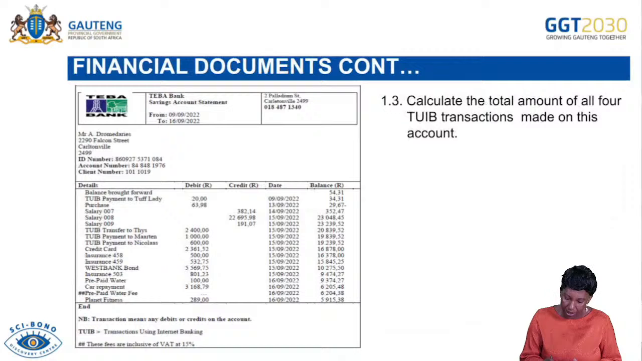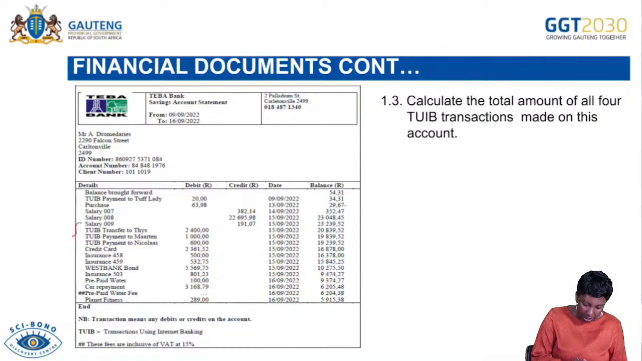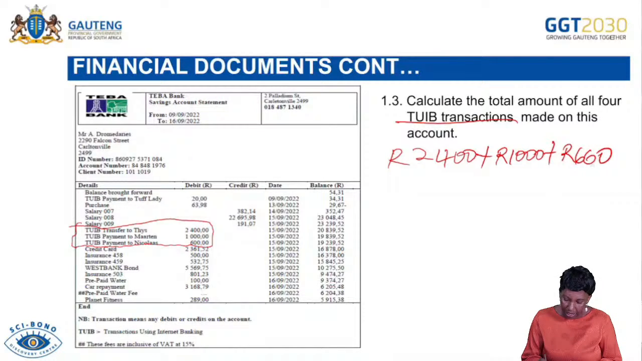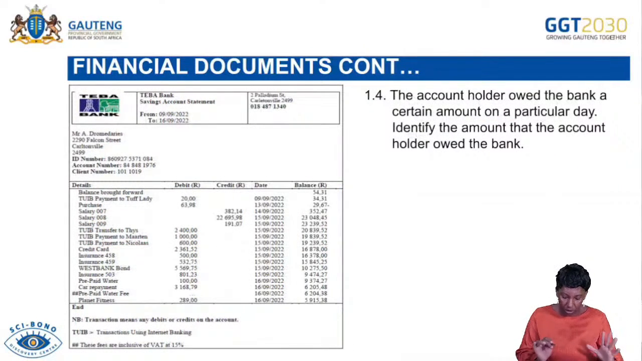It says the examiner will say calculate the total amount of all the transactions. Now these are the transactions. There are 3. These are the amounts to the transactions made on this account, which will be 2,400 plus the 1,000 rand plus the 600. Can you see, boys and girls, the 600? The answers are there. Let's move on to the next one, just to give you a glimpse of how the financial documents are being tested.